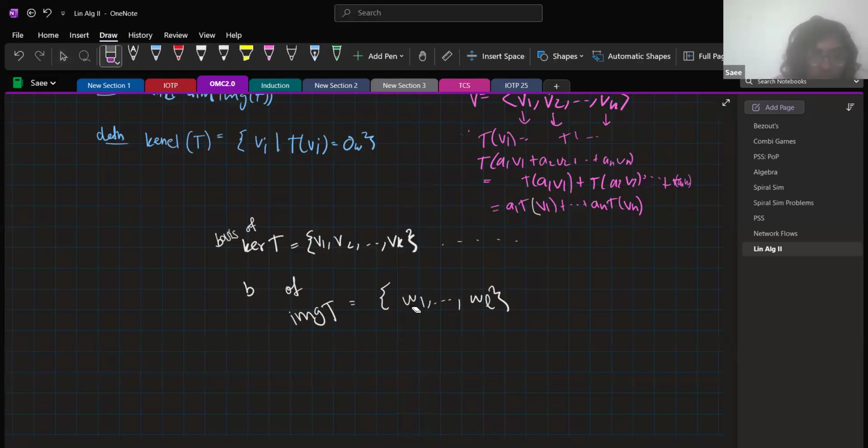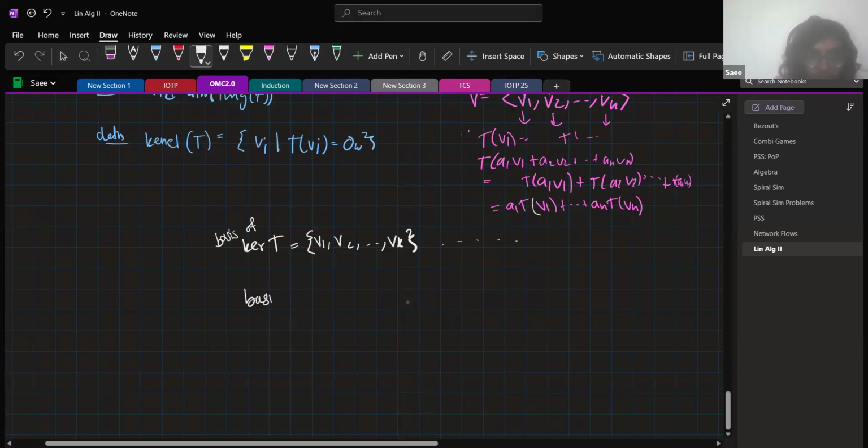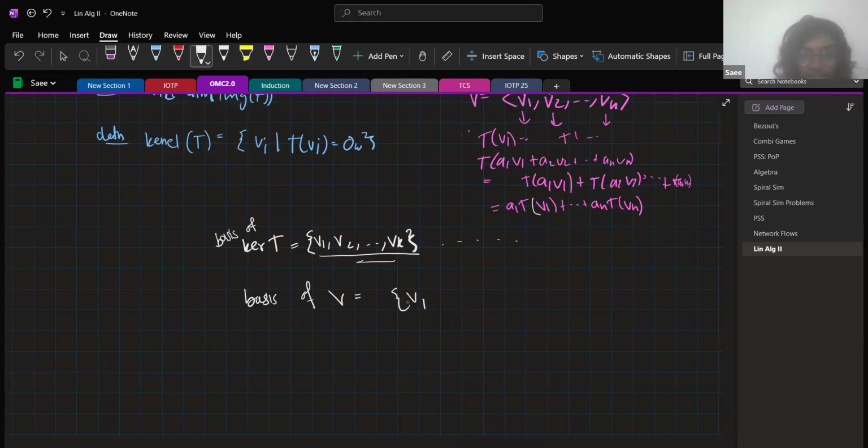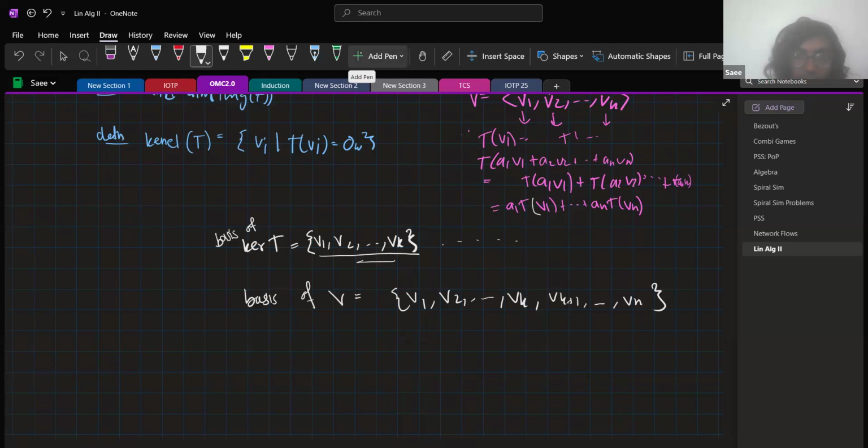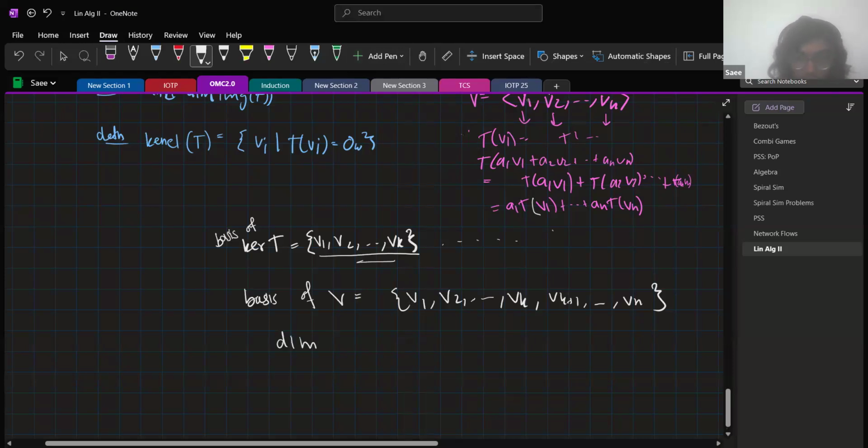Or maybe we can start off with the basis of V, let's say. There has to be some basis of V, right? Which is basically obtained by extending these things. Let's say we get Vk, and Vk plus 1 up until Vn. This is much neater. Now, what is it that you want to show? You want to show that the dimension of image of T is n minus k.